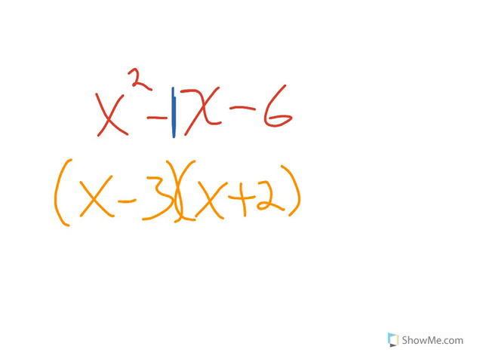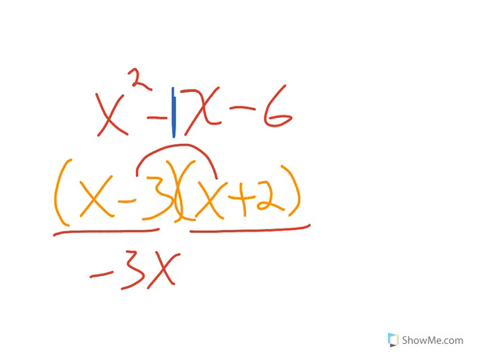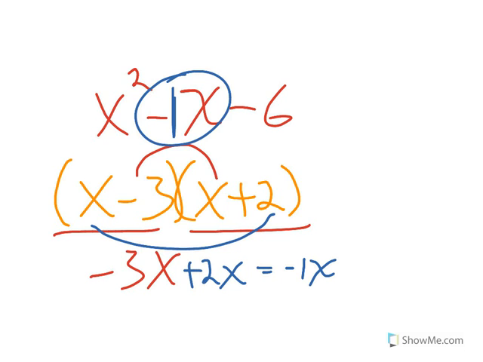Alright, for your answer, you should have gotten x minus 3, x plus 2. The reason why it's negative, when I multiply here, it's going to give me a negative 3x. When I multiply here, that's going to give me a positive 2x. That's going to give me a negative 1x. If you want to check to find your middle term, you're always going to multiply your inner and outer terms to figure out what that's going to give me.